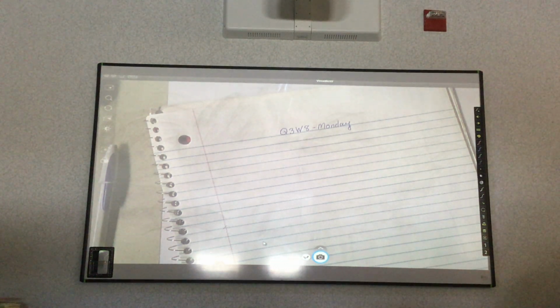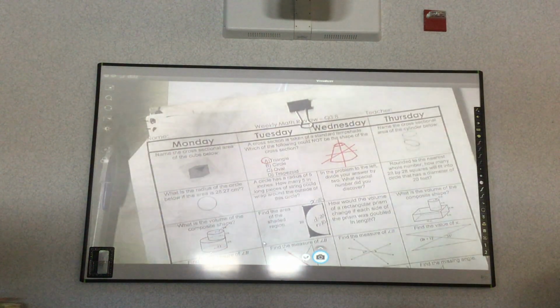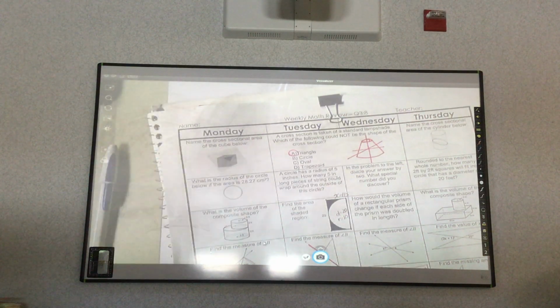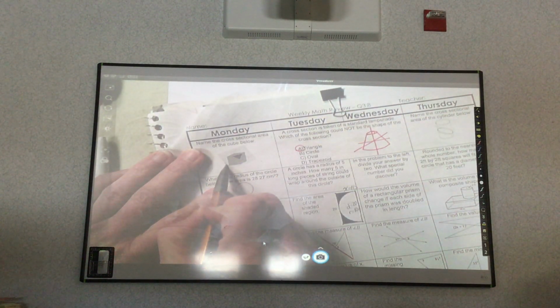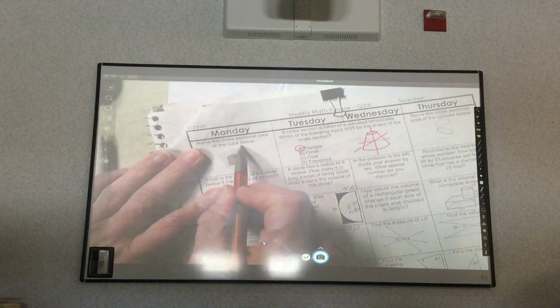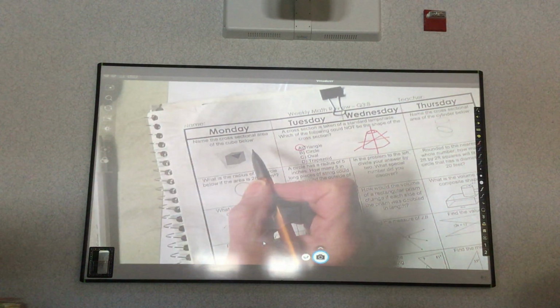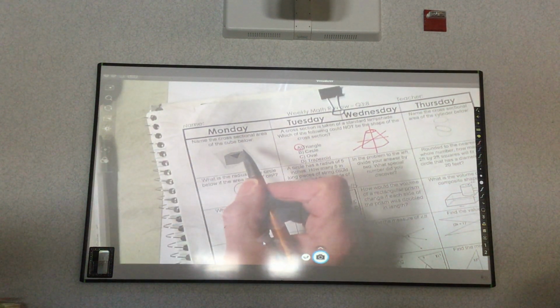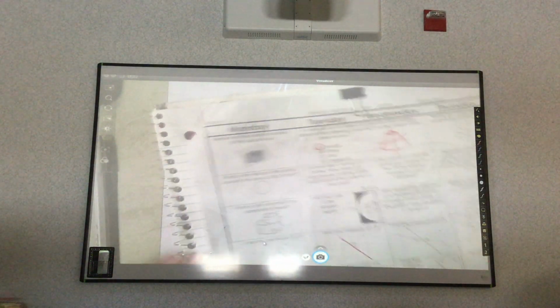So this is Q3, week 8, Monday. We're going over yesterday's work. It says name the cross section area of the cube below. This is a diagonal cross section inside that cube. What is shaded in the darker color is the cross section that you're supposed to decide what it is, and that is a triangle.